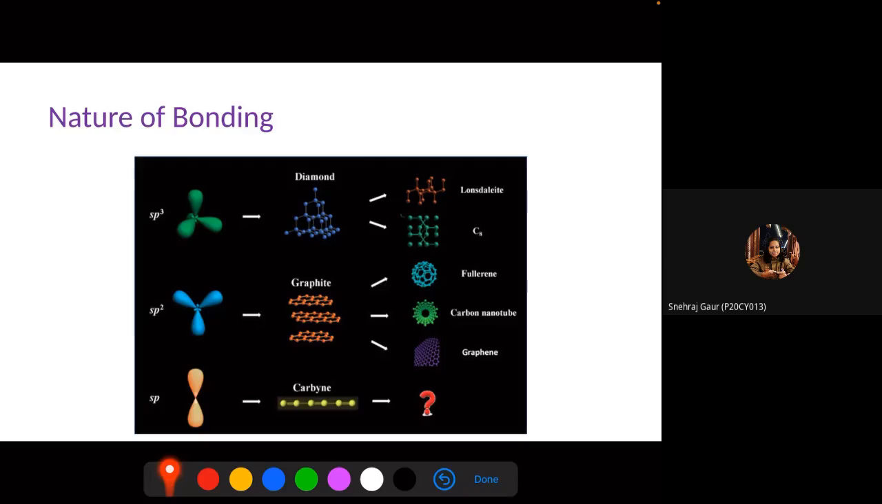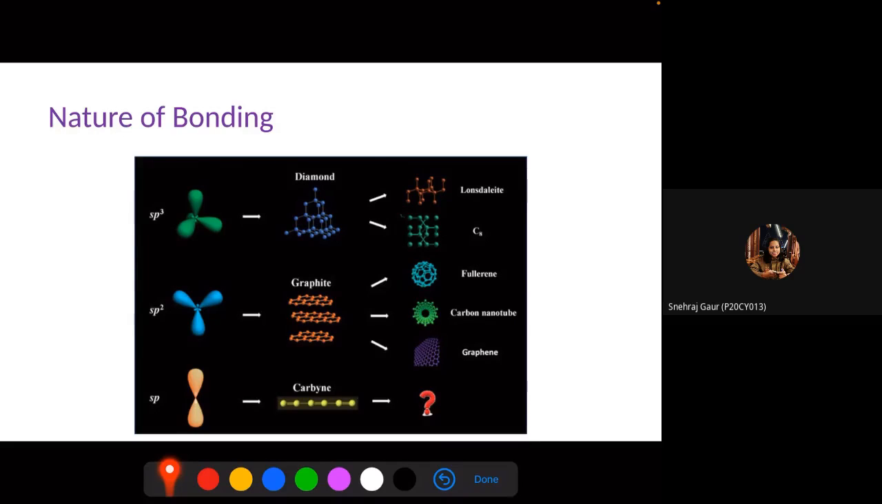And diamond, as you know, is one of the hardest known materials in the world. It has tetrahedrally coordinated sp3 carbon atoms attached to each other, and they form this Bravais lattice, the FCC Bravais lattice. Then if you take sp2 hybridization, you go to graphite, which is quite well known as well.